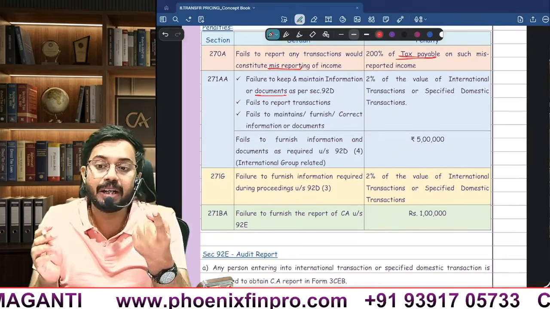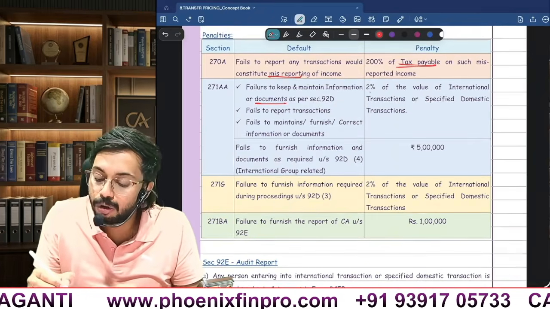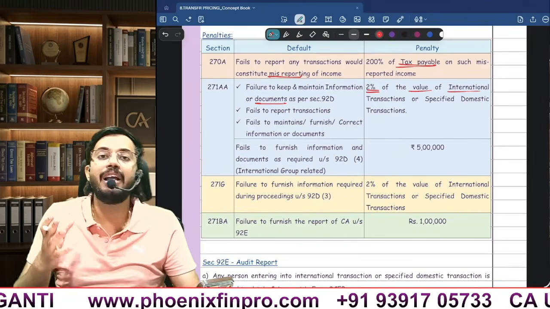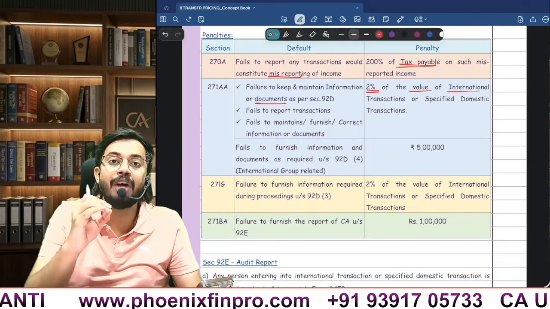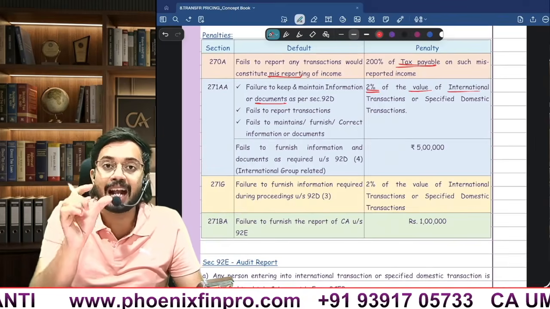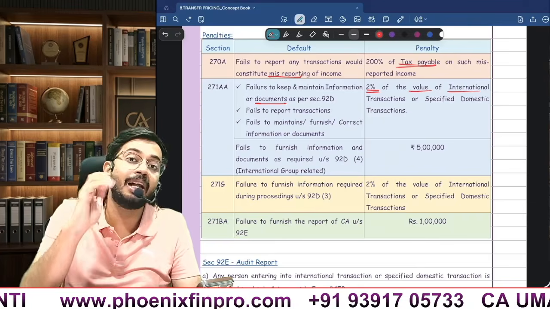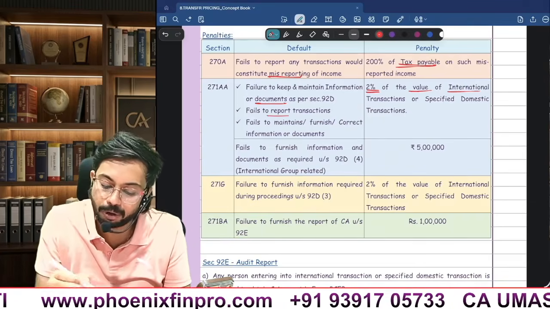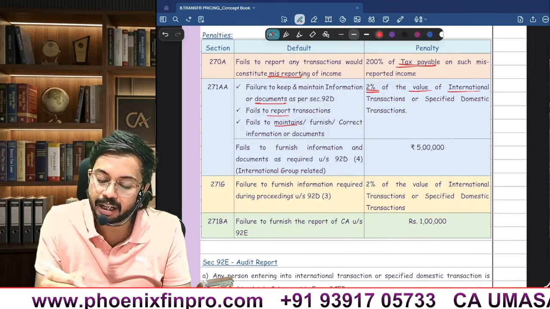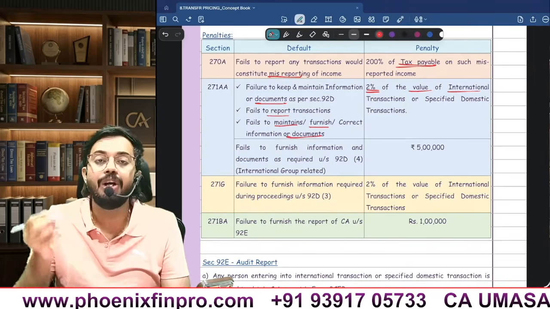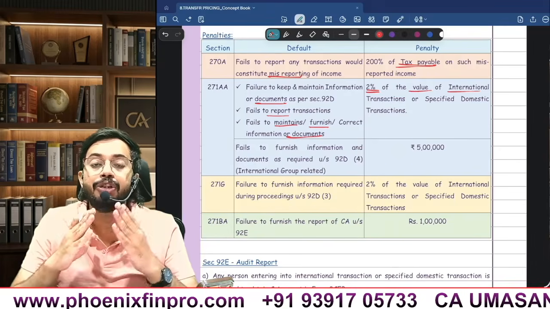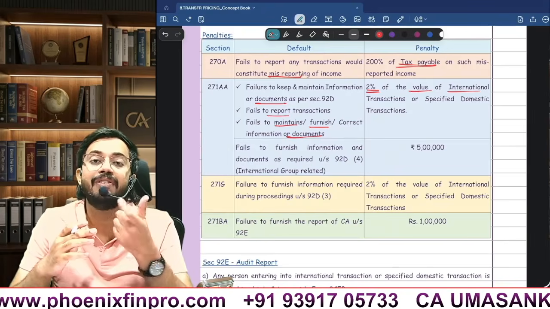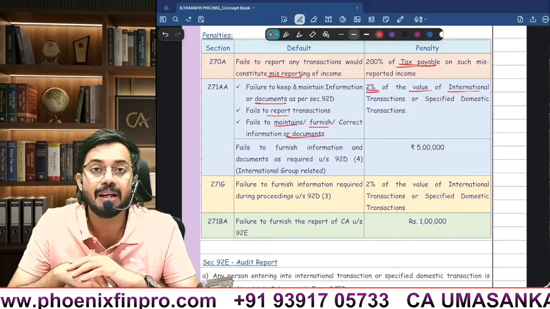If you fail to maintain, how much is the penalty? 2% of value of international transaction. That means whatever the transactions for which you have not maintained records, that transaction value into 2%, that amount you have to pay as penalty. Okay, next, failure to report a transaction, failure to maintain, furnish correct information or documents. Whenever a department asks, you should produce information. If you fail to produce information, like transaction value into 2%, you are liable to pay as penalty.